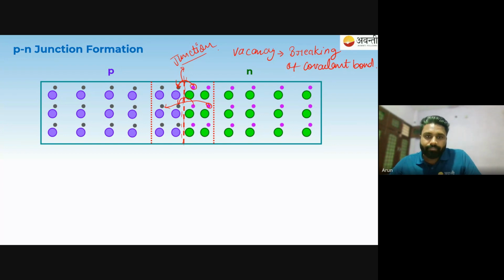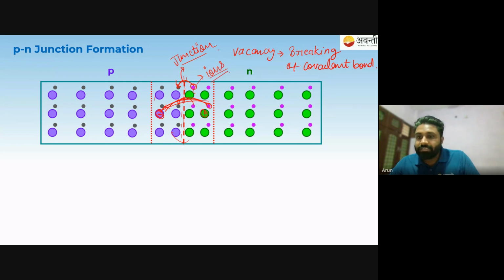So only this ion will remain itself. Because this purple dot is accepting the electron, it will become negative, and this green dot is donating the electron, reducing the electron from it, so it will become a positive charge. So in this region we have only this immobile charge. So these are the ions.